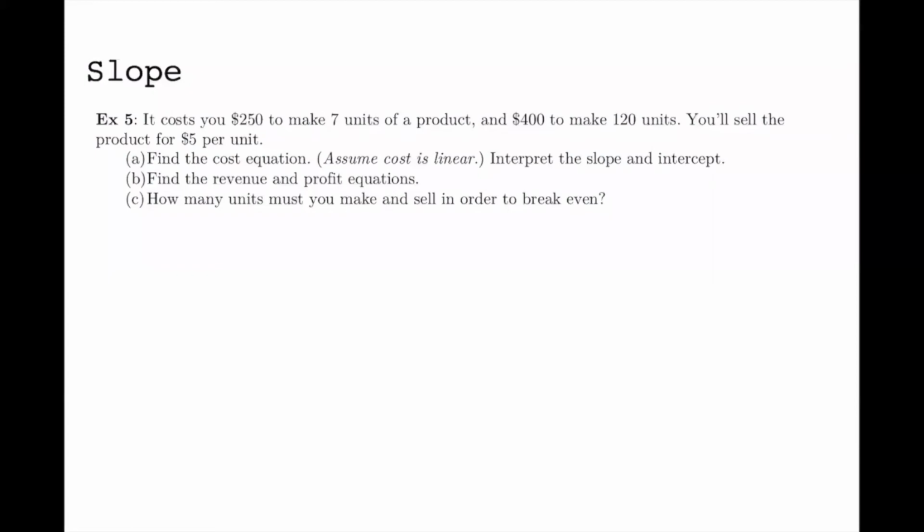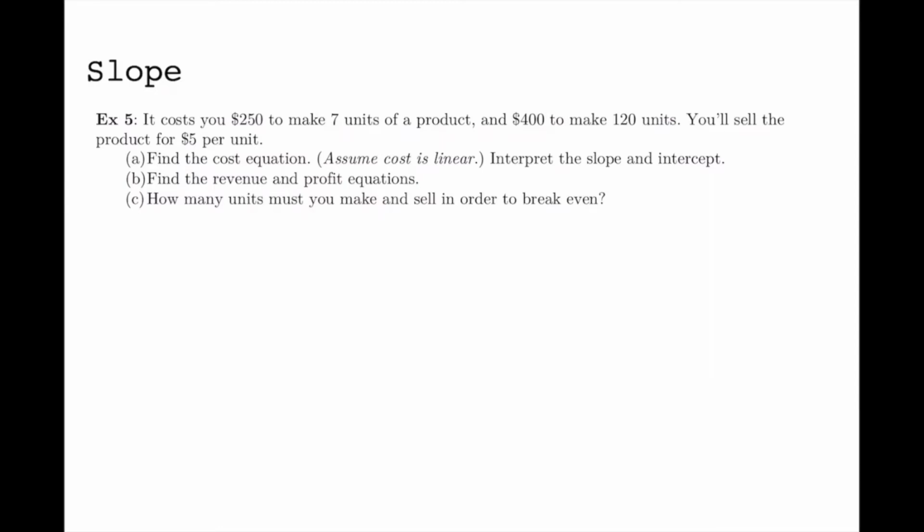In example 5, we are told that it costs you $250 to make 7 units of a product and $400 to make 120 units. You decide to sell the product for $5 a piece. In part A, we're going to find the cost equation, assuming that the cost is linear, and then interpret the slope and the intercept in this context.